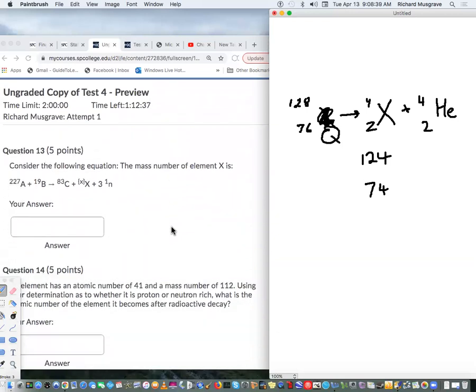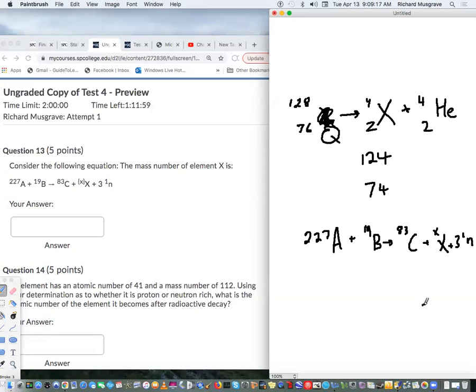Question 13 is, again, it's just a math question essentially. So let's say we've got something like this where you've got these different elements. I'll show you how to do this. It's not really that difficult either. You'll notice I haven't included any of the atomic numbers here, but we don't really need them. So for this one, what we're looking for is the mass number of this element X. And we're told that we're getting 3 neutrons.